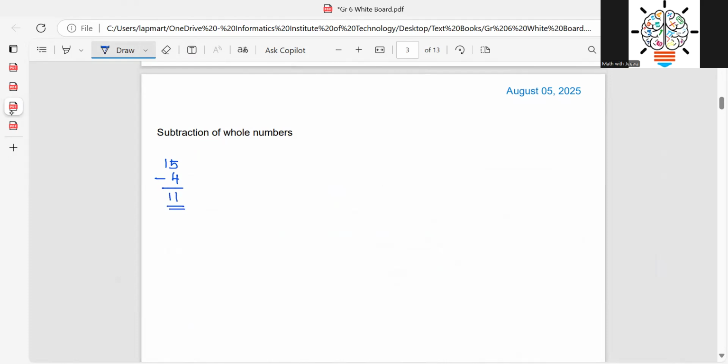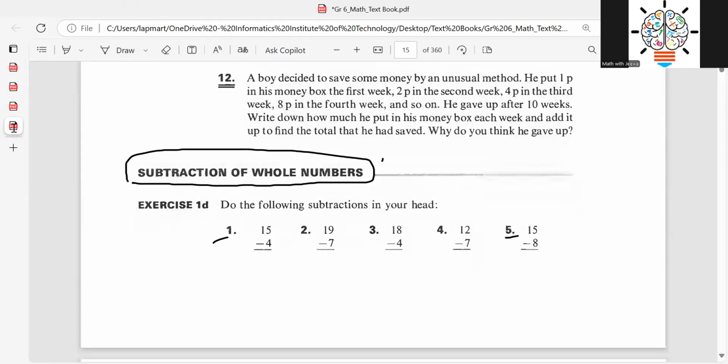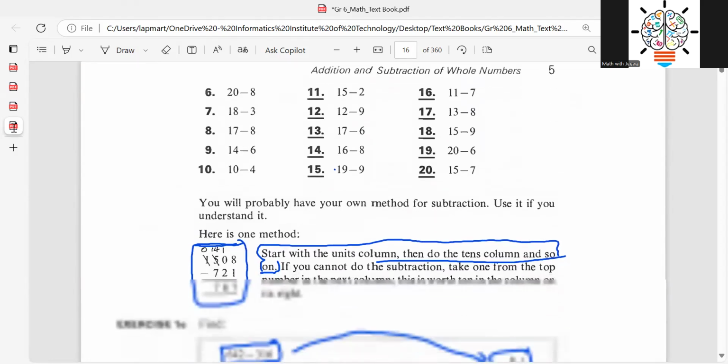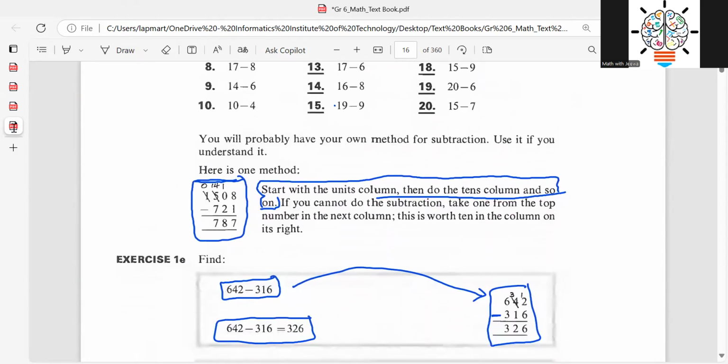By any chance, let's say they have given 17 minus 3 horizontally. What I do, I subtract 3 from 17, and I get the answer 14. And here I write the answer 14. So it is a very simple question which you have done in your lower grades. But that is not the thing I want to discuss with you today. Let's say you have something like this.